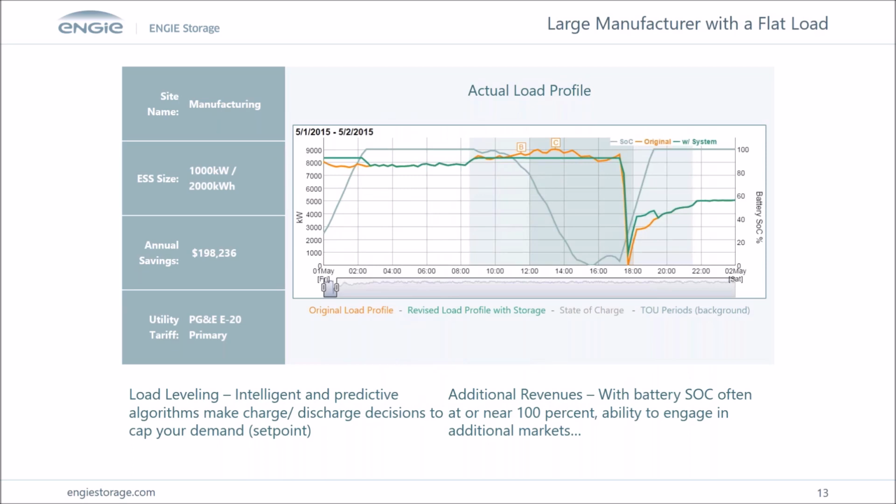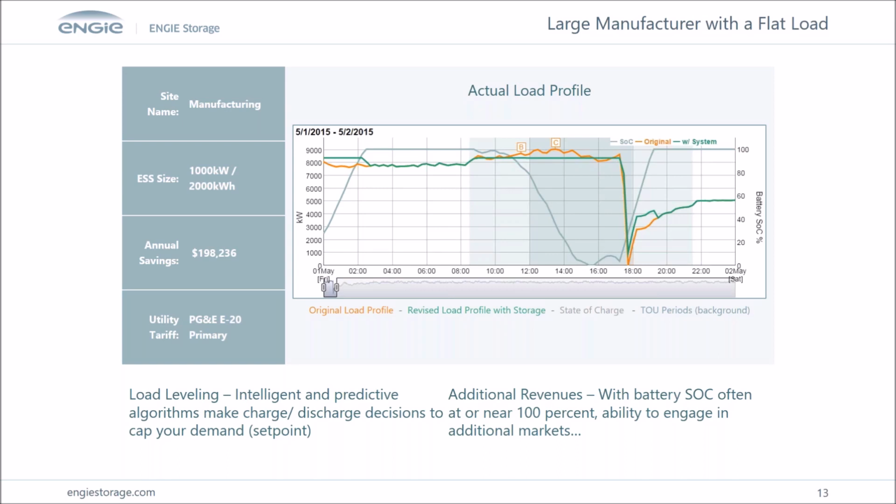Coming to some examples, because I think it's always helpful to see exactly how battery performs differently, this happens to be a manufacturing site in PG&E in Northern California. And you can see it's a very flat profile. So they happen to run a dual shift and sometimes a 3 shift. And the orange line is what the load profile was without energy storage. The green is the new profile with energy storage. And the gray is the state of charge of the batteries.